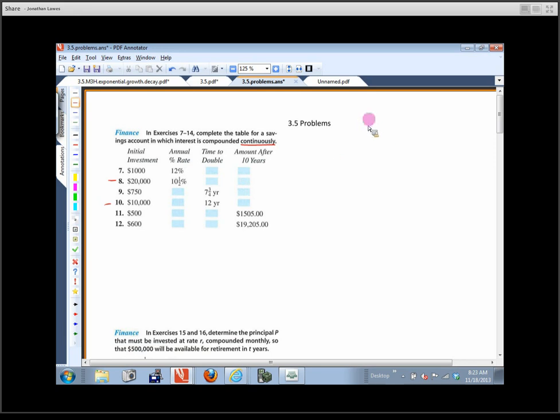What's the formula then? P e to the rt. The amount in the account at any time depends on how much we put in there, the principal, what was the amount to begin with, okay? And then the interest rate times the time. So let's take a look at problem number 8.